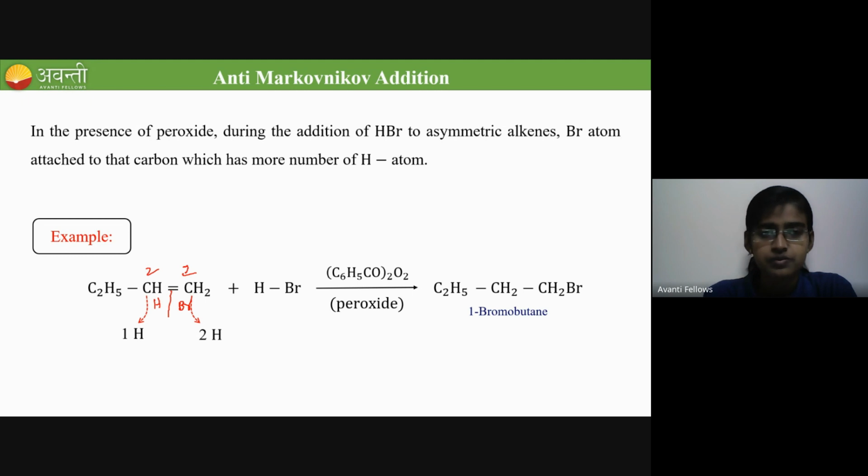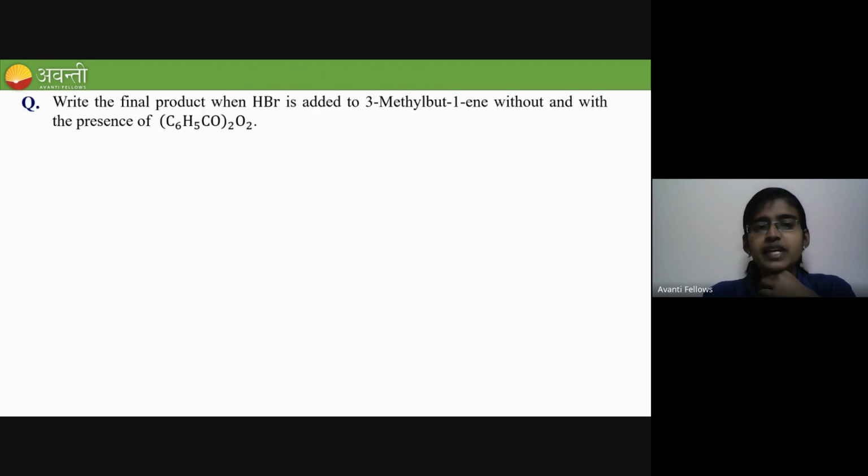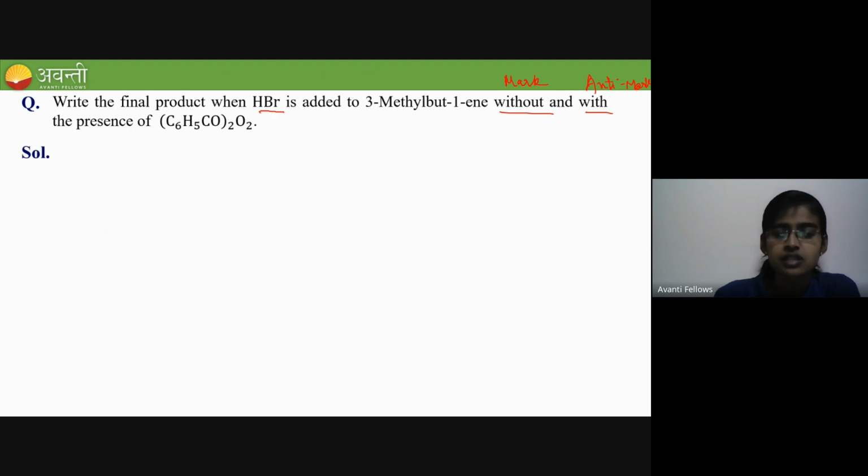Okay, we will do it. Write the final product when HBr is added to 3-methyl-butene without and with the presence of benzoyl peroxide. So I take 3-methyl-butene, and to that I'm going to add HBr. First is without peroxide and the second reaction is with peroxide. Without peroxide is Markovnikov addition, and with peroxide is anti-Markovnikov addition. Has anyone got the answer for the first one?